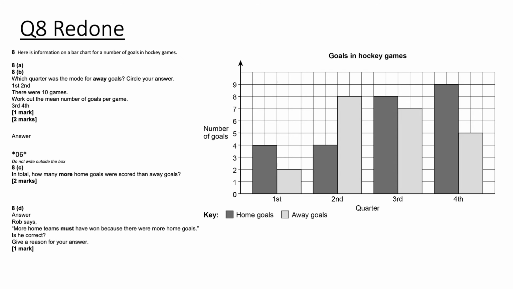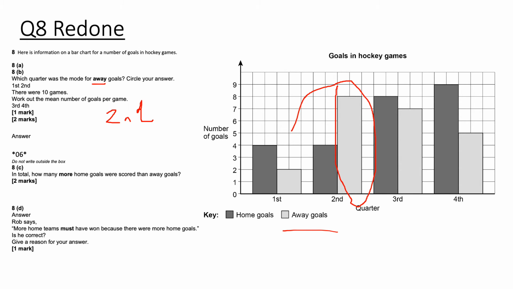Right, guys, so the last three questions I've decided to redo because I think my previous video wasn't very clear. So here is some information on a bar chart. Part A, which quarter was the mode for away goals? So away goals is going to be this one, the second. So the answer is second for part A, because that was the mode.